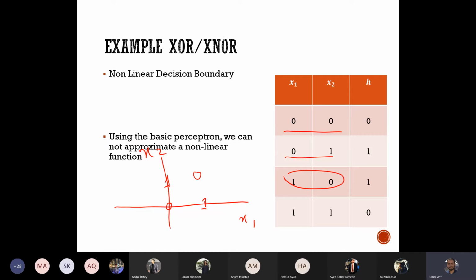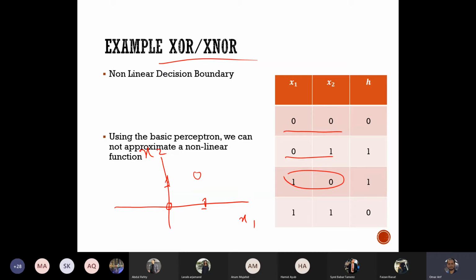Now you can easily see that in order to classify these 4 points, we cannot classify them using a linear line. No matter how you orient the line, we will not be able to separate the ones from the 0s. So this function cannot be represented by the basic neuron, because the basic perceptron can only give you a linear decision boundary, right?